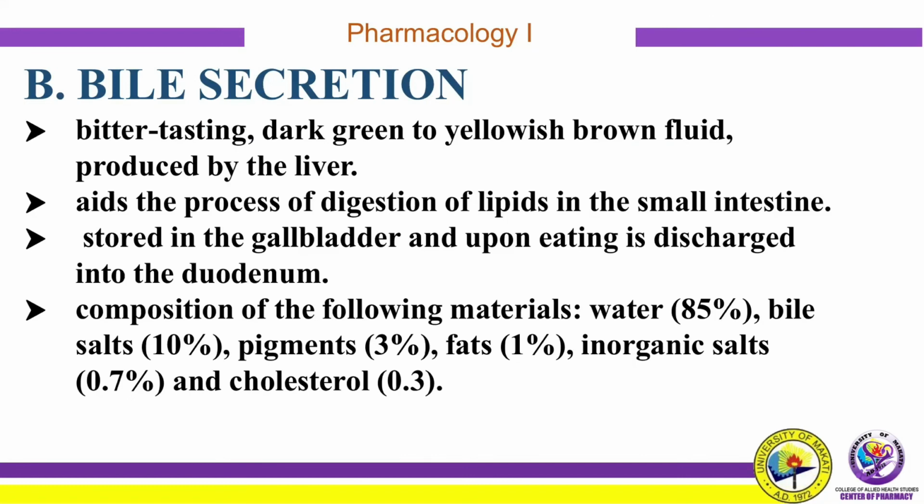Bile secretion. Bile is a bitter tasting, dark green to yellowish brown fluid produced by the liver. Bile aids the process of digestion of lipids in the small intestine. Bile is stored in the gallbladder and upon eating is discharged into the duodenum. Bile is composed of the following materials: 85% water, 10% bile salts, 3% pigments, 1% fats, 0.7% inorganic salts, and 0.3% cholesterol.